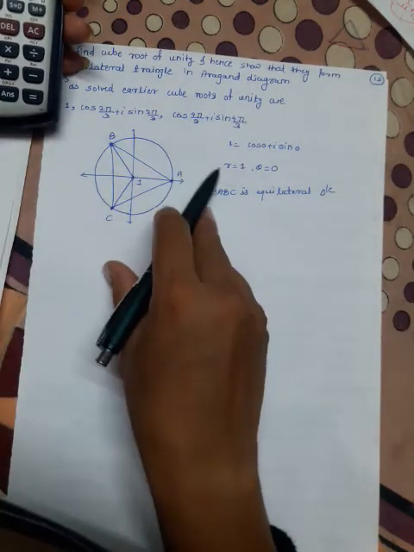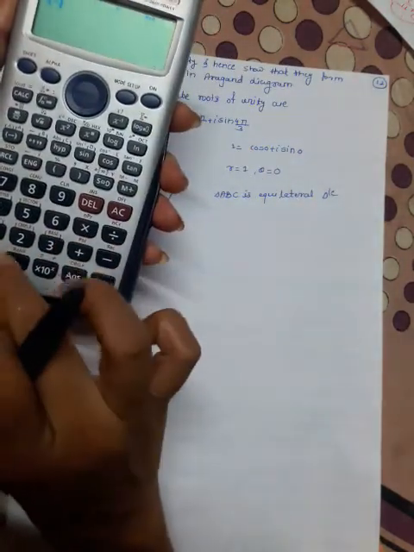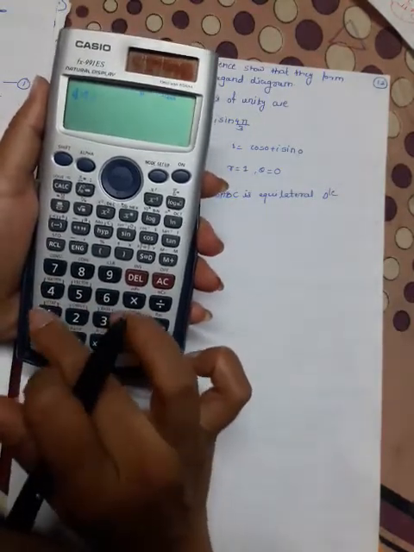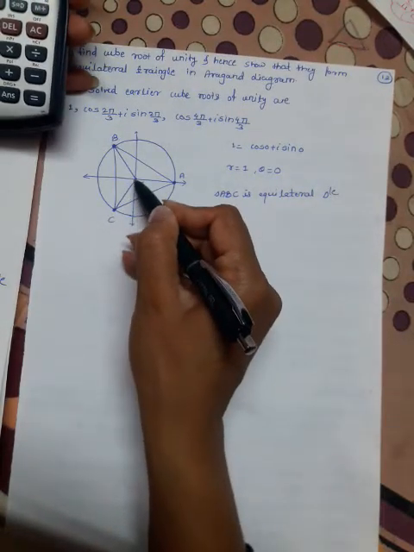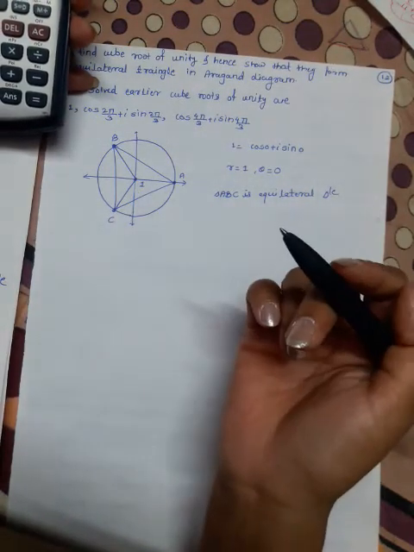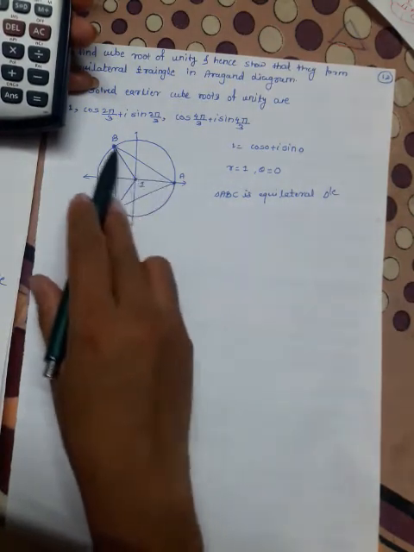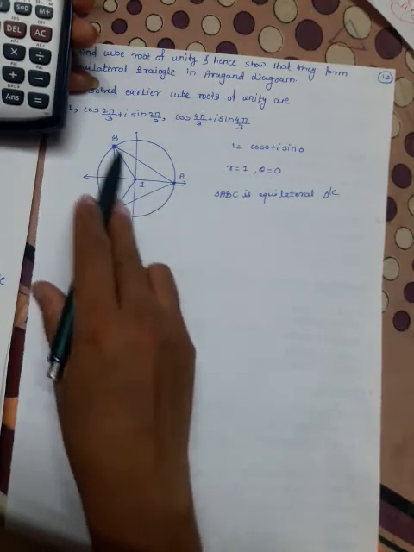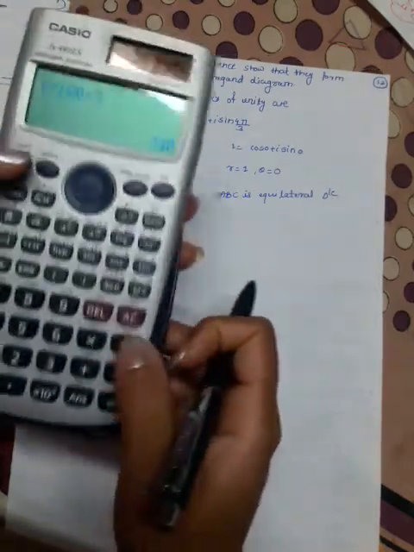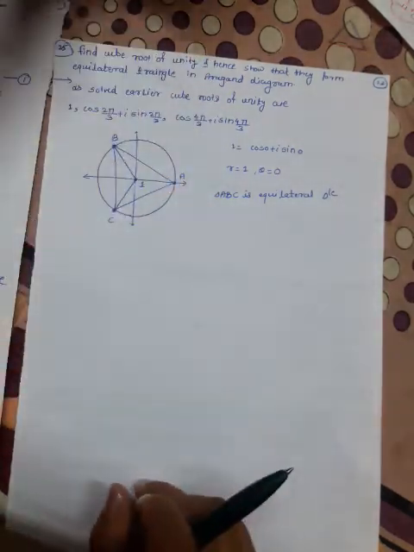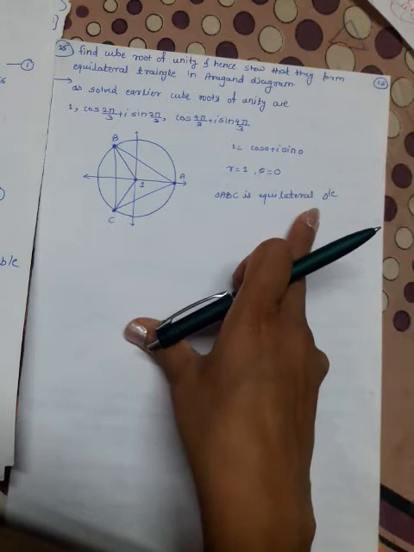Now the third point: r is again 1, same radius, and the angle is 4 pi by 3. 4 pi by 3 is 4 into 180 divided by 3, which is 240 degrees. 240 is this angle. This is the point C. If you draw these 3 points, you will get an equilateral triangle whose sides are the same. That's why, if you plot the cube roots of unity in the Argand diagram, we get an equilateral triangle. Therefore triangle ABC is an equilateral triangle.